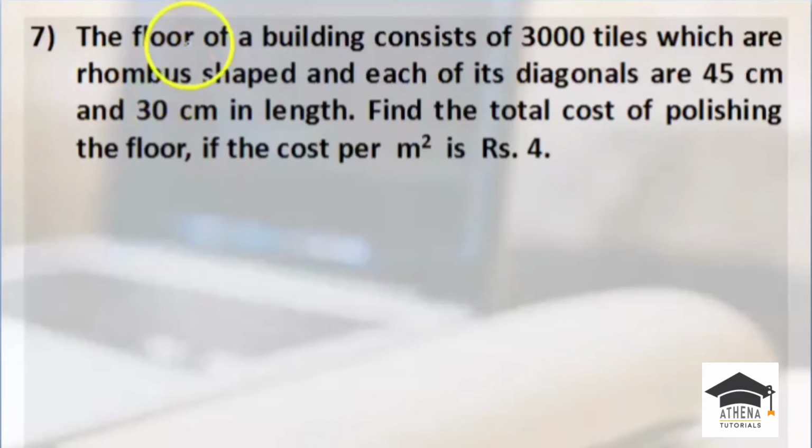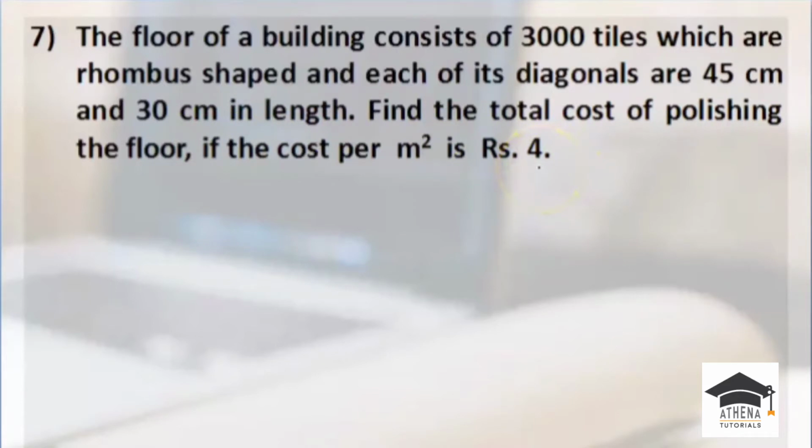Let's look into the question. The floor of a building consists of 3000 tiles which are rhombus shaped and each of its diagonals are 45 cm and 30 cm in length. Find the total cost of polishing the floor if the cost per meter square is rupees 4.